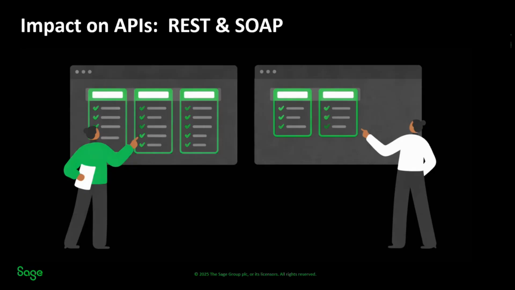If a user can't read a field in the user interface, then they're not going to be able to retrieve it when their user ID is being used via the APIs. So it doesn't matter how you're accessing Sage CRM. If you don't have permissions to do it at the level of the field, then you can't see it when you're trying to select it for a REST query, for example.